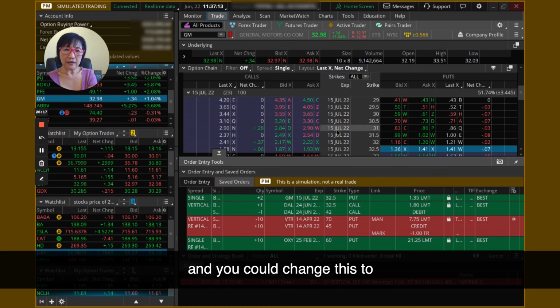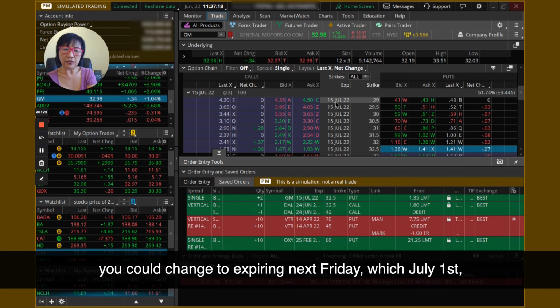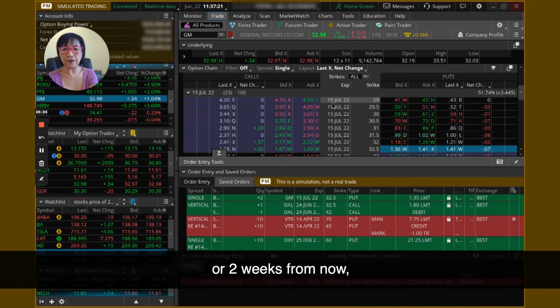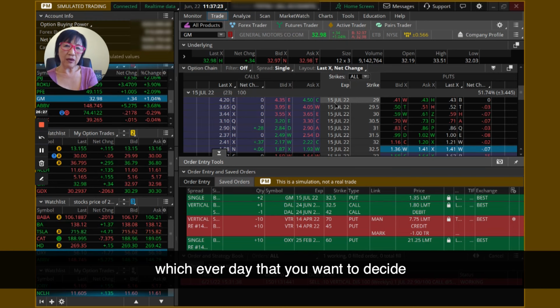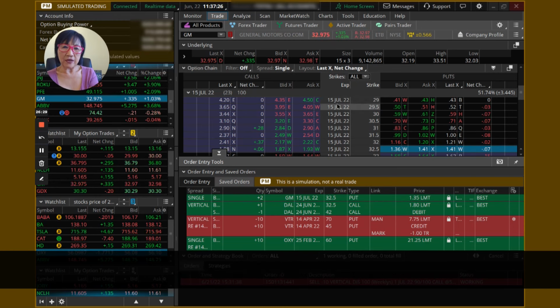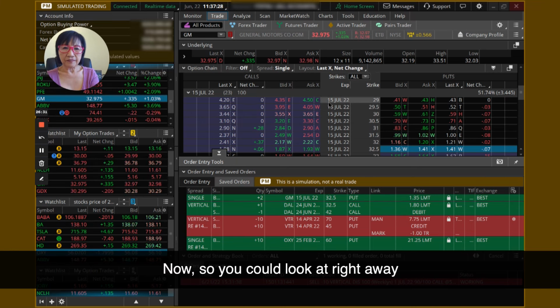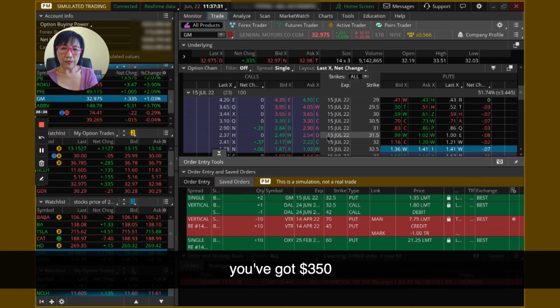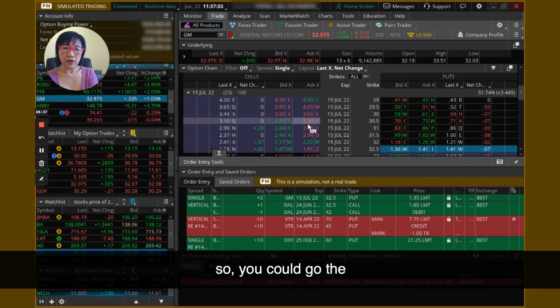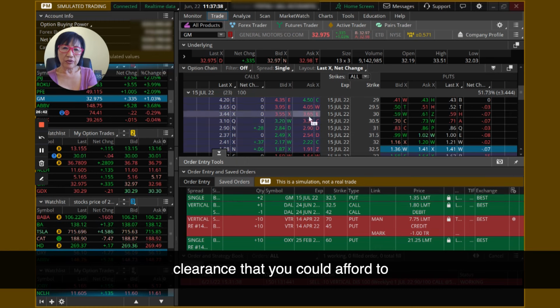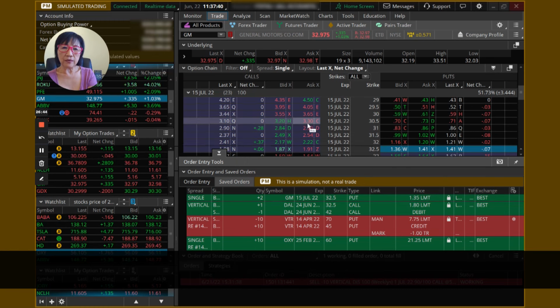And you could change this to any day you want. You could change to expiring next Friday, which is July 1st, or 2 weeks from now, whichever day you want to decide. Yeah, so you could look at right away. You've got $350. So the most premium that you could afford to pay is $330, right? Because $3.30 times 1 is $330.